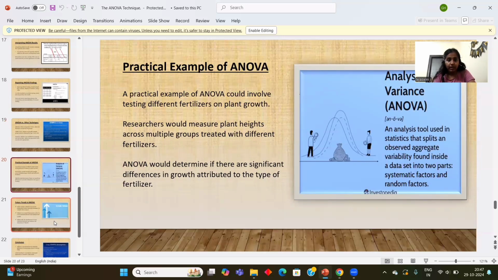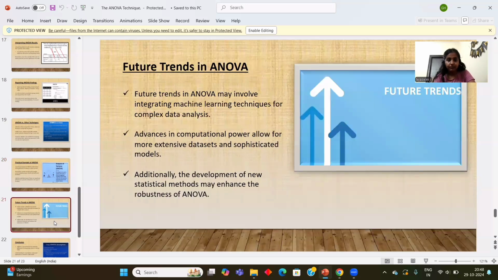Practical example of ANOVA. A practical example of ANOVA could involve testing different fertilizers on plant growth. Researchers would measure plant height across multiple groups treated with different fertilizers. ANOVA would determine if there are significant differences in growth attributed to the type of fertilizer.